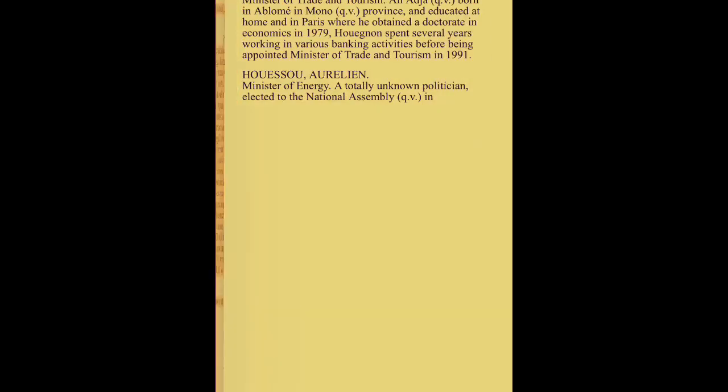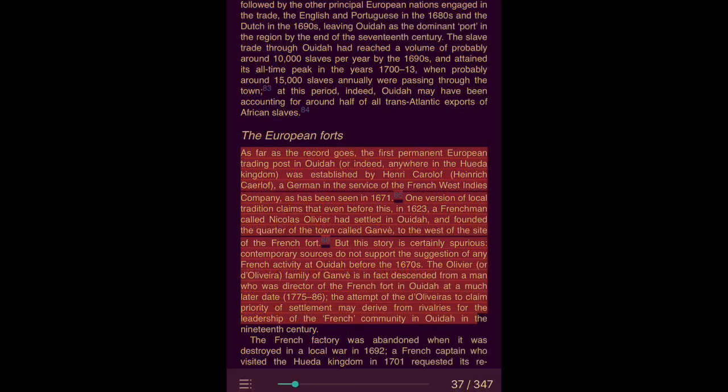Alright, we're going to get to the next. Alright, we're back in the Robin Law book on Whydah, the slave port. So I spoke briefly about the European forts. And I want you to pay mind to the date of that map, which is in the 1740s. And we're going to look at the forts and how these names came to be.